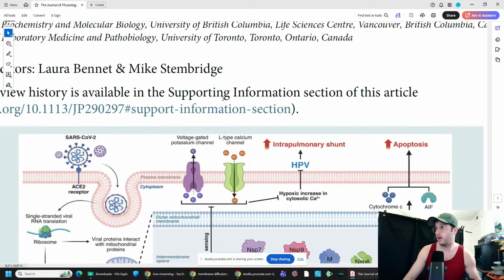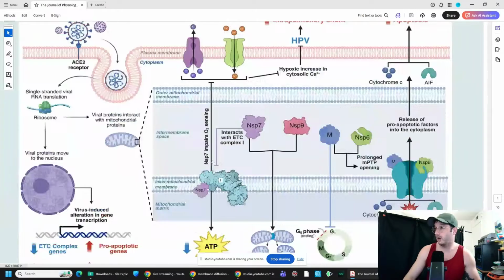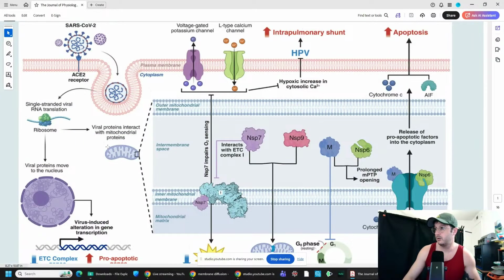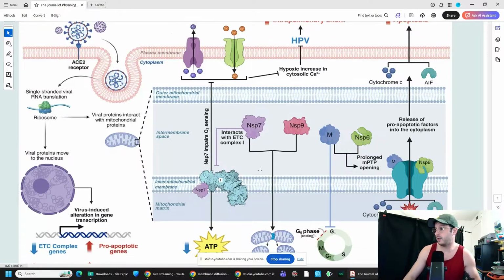So when we're talking about mitochondria, this is suggesting that once the RNA from COVID enters the cell, it is then attached to the ribosome, which produces viral proteins like the spike protein, but also nucleocapsid, like basically the entire COVID virus while that's being produced. These viral proteins will then interact with the mitochondrial proteins. So this is showing the membranes of the mitochondria. And then what's happening.